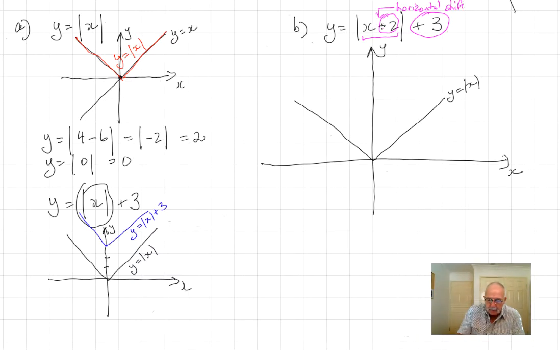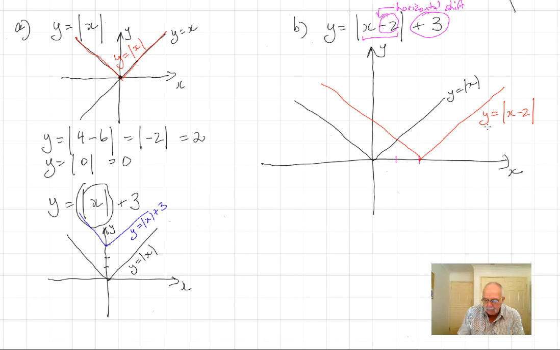Negative to the right, positive there would move it 2 units to the left, but we've got a negative 2 there, so it's going to go across 2. And if we drew that one, let's do that one in red. And once again, this is going to be parallel to that one there. And going out this side will be parallel to that one there. So that's y equals the absolute value of x minus 2.